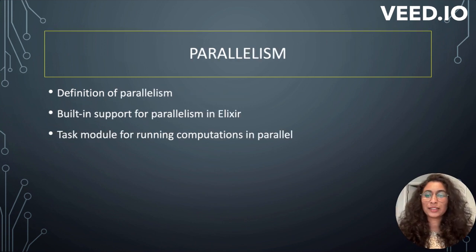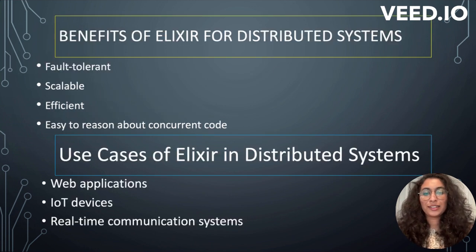So let's talk about parallelism a little bit over here. It is one of the most important aspects of concurrency in Elixir. Elixir provides built-in support for parallelism through its Task module. The Task module is what's being used here for parallelism in Elixir. The Task module allows you to run computations in parallel across multiple cores, which can improve the performance of CPU-bound tasks and make your life easy.